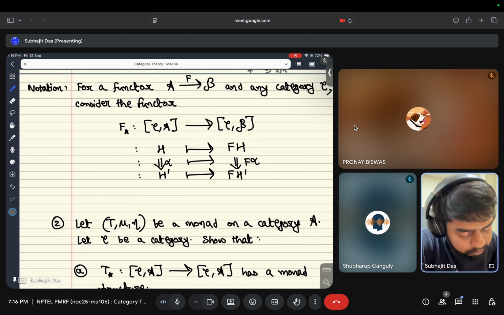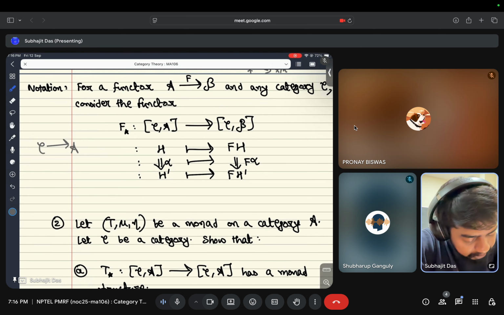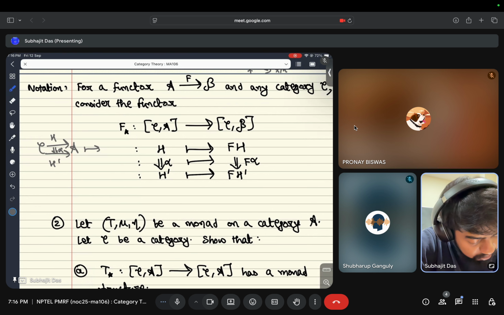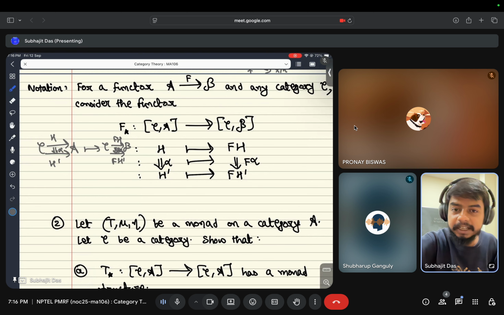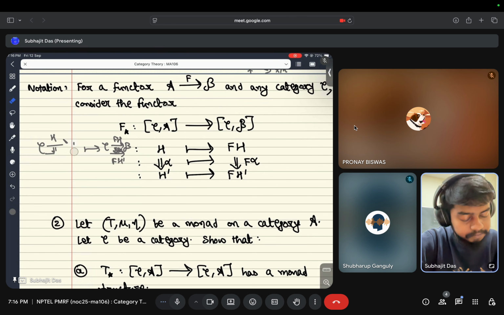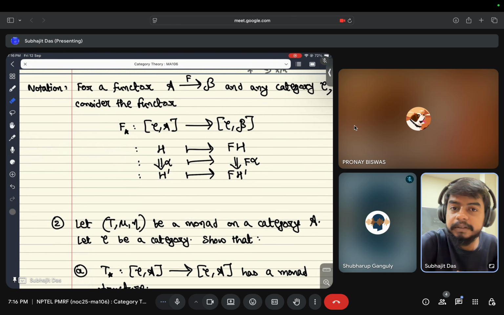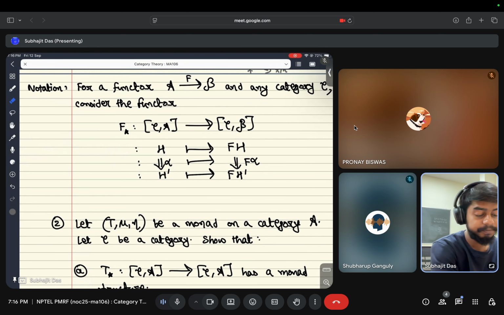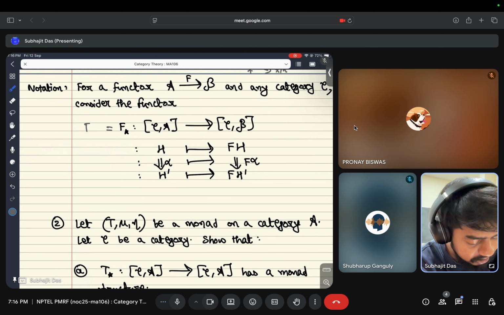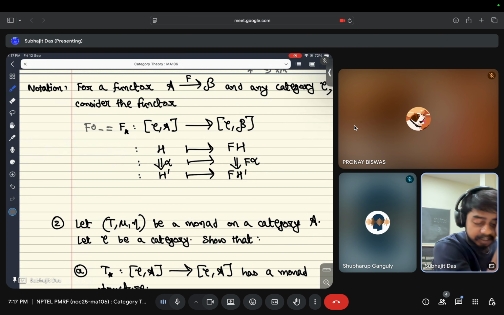So diagrammatically speaking, what we have is this: h prime and alpha in C to A are being sent to f h prime and f alpha in C to B. Everyone is okay with all notations here, right? And that is what the functor is doing. We will denote this functor by f star, or you can also write it as f compose dash. That is what it is doing essentially.